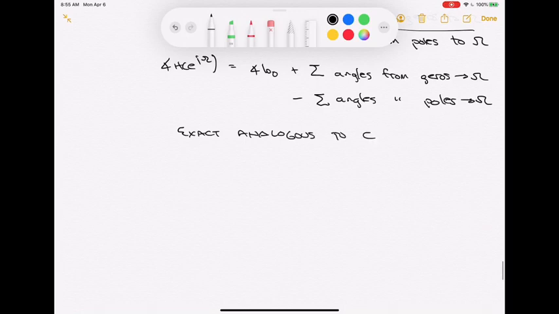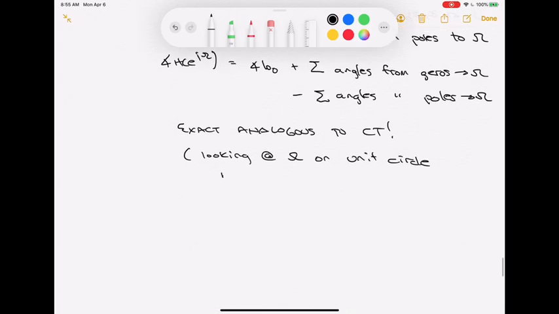to continuous time, right? What's the only difference? Looking at cap omega on the unit circle, rather than little omega on the omega axis. That's it. Sinusoids live in a different place for our discrete time.